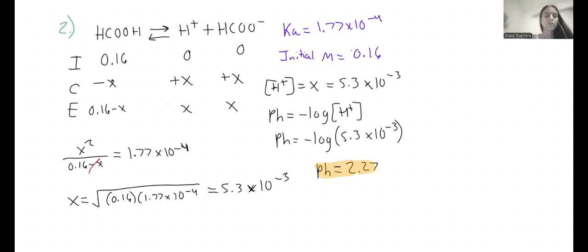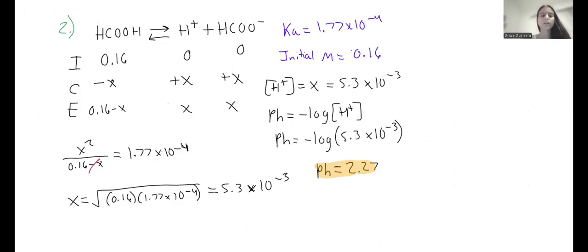Then we can use X squared over 0.16 minus X, and set that equal to our Ka value. Use the 5% rule to cancel out the X. The X is going to be equal to the square root of 0.16 times the 1.77 times 10 to the negative 4. That is equal to 5.3 times 10 to the negative 3. So that is our X value.